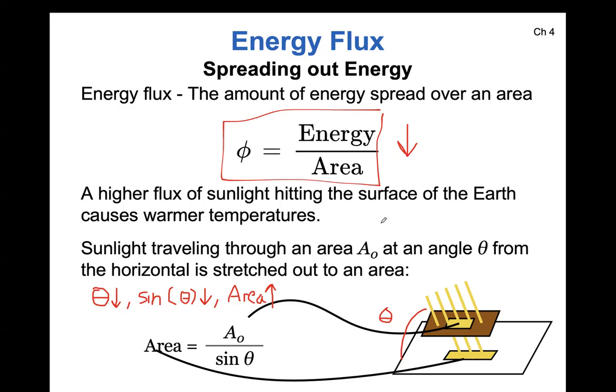And as I said, intensity is really closely related to the energy flux. The only difference is that the numerator is power instead of energy. So all intensity is saying is that we have it over time, because power is energy per time.